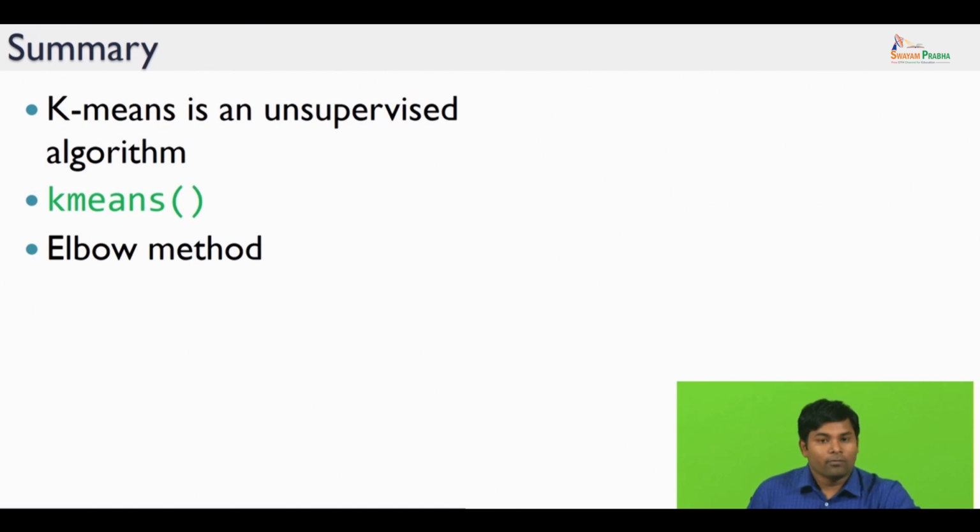In summary, we have seen that the k-means algorithm is an unsupervised learning algorithm. That means we have data which is not labeled. In these cases we have to use one of the unsupervised learning algorithms. In this case we have used the k-means algorithm, and we have seen how to implement it in R, and we have seen one method to find the optimal number of clusters for k-means, which is the elbow method.